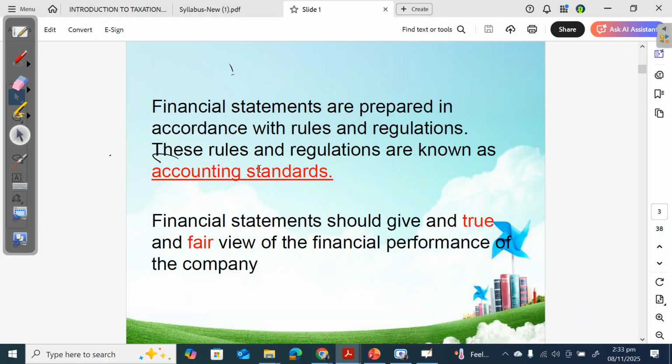There's a standard for presentation of the report, and we call it IAS 1, International Accounting Standard 1. Even how the report should look like, there's a standard for it. And now they are even bringing a new standard, IFRS 18, so they are even changing.